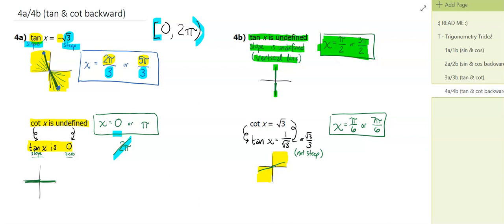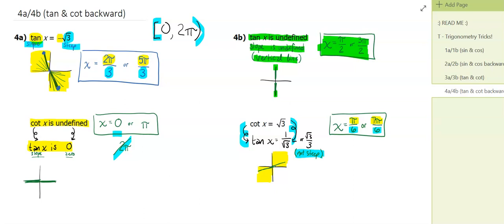For the next one, my first job was just to flip. So instead of cotangent, I flipped so I could talk about tangent. And instead of square root of 3, I flipped to get 1 over square root of 3, which told me I was looking for something that was not steep. And because I had a positive value, that told me I needed a positive but not steep slope. So that told me I needed my over 6s because I wasn't steep. And then to be positive, there's my quadrant 1, and there's my quadrant 3 result.